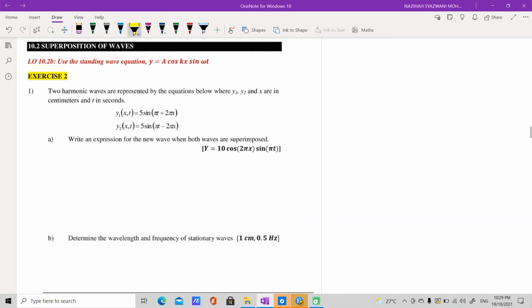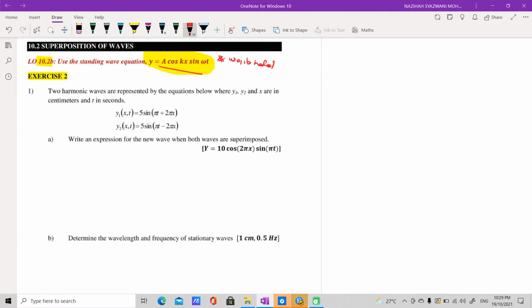So let's continue with 10.2 superposition of waves. The learning outcome 10.2b: use the standing wave equation. It's very important for you to remember that this is the standing wave equation, so I'm going to put here hashtag wajib hafal. This is the general equation for standing wave.